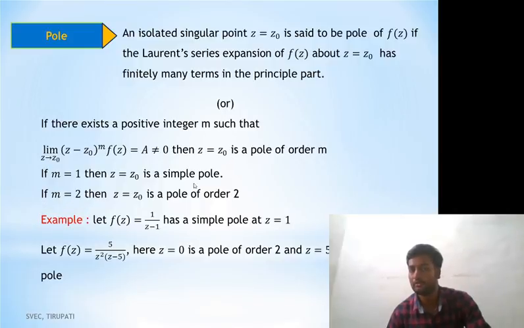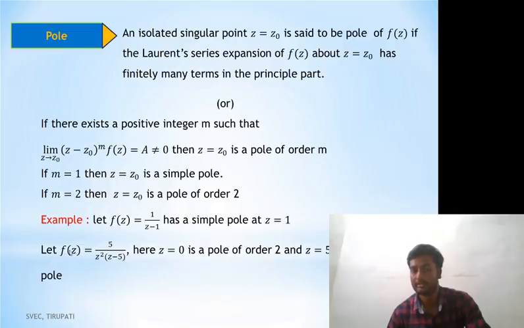If m equal to 2, then it is pole of order 2, m equal to 3, pole of order 3, and so on. For example, consider f of z equal to 1 by (z minus 1) has a simple pole at z equal to 1. Because (z minus 1) into 1 by (z minus 1), now cancel z minus 1, it is 1 not equal to 0, therefore it has a simple pole at z equal to 1.